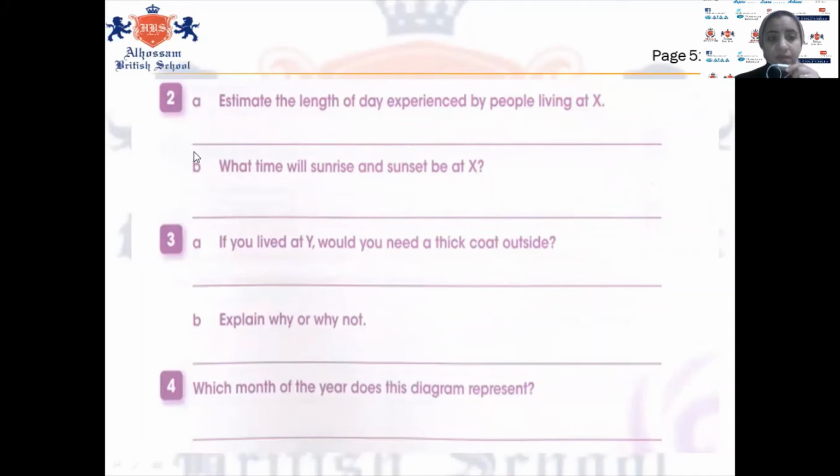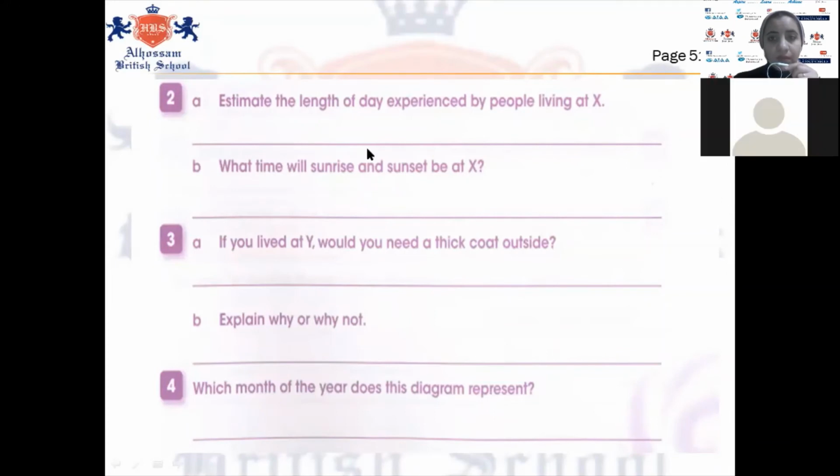Yusuf? About 12 hours. Okay, excellent. 12, because we said the equator has the same 12 hours per day and 12 per night. Okay.